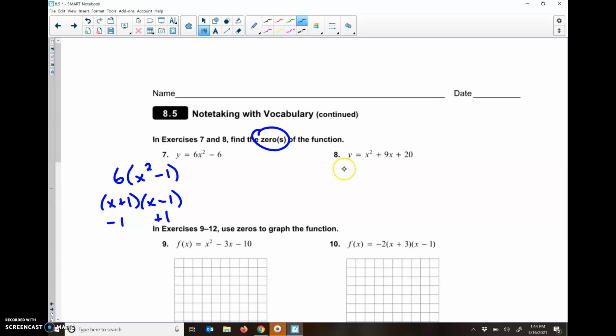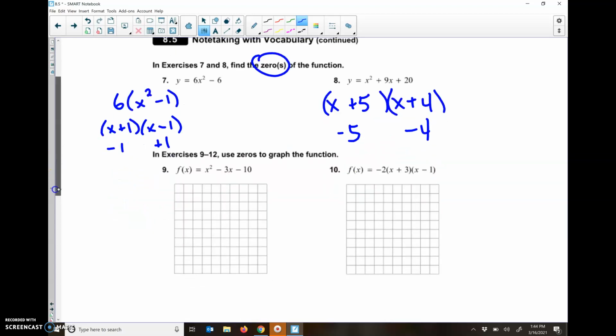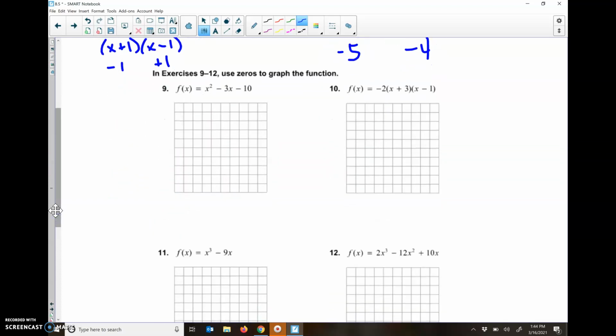Same thing here. So two numbers that multiply to 20 and add to 9. So x plus 5, x plus 4. The way to make those zeros is negative 5 plus 5 is 0. And negative 4 plus 4 is 0. And then pretty much the same thing here. We're just trying to find the zeros there and how we're going to graph it.